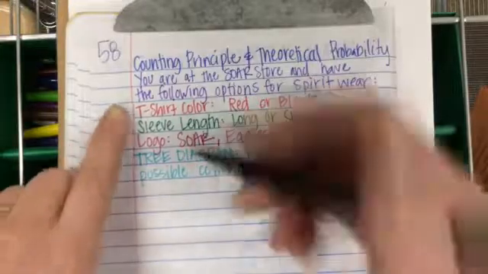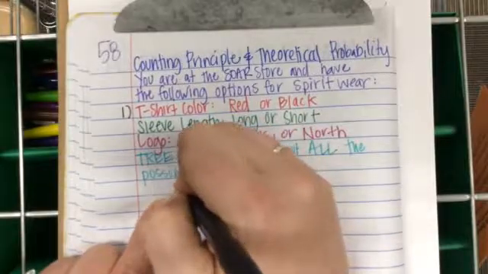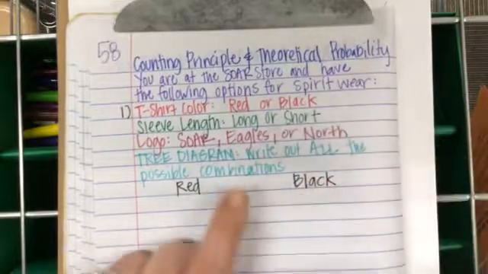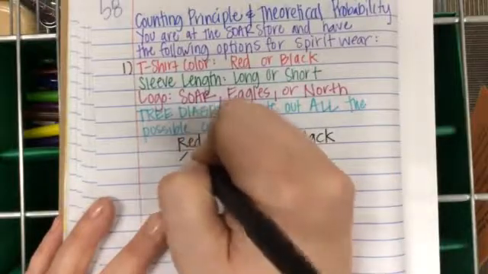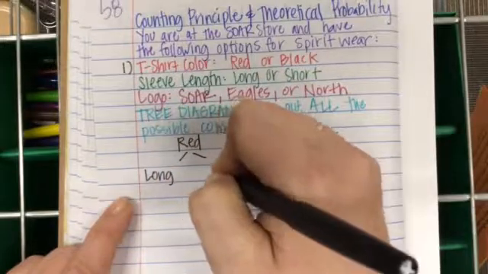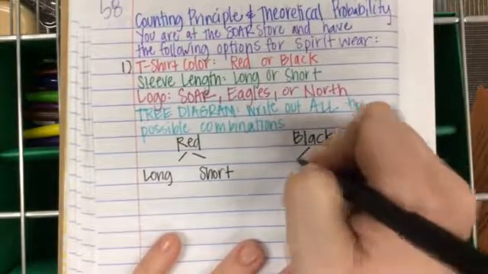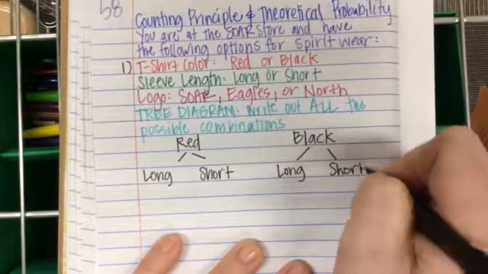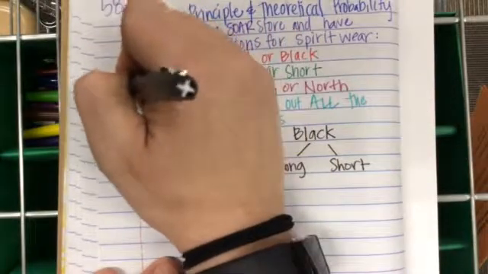So I'm going to start with my first choice, which is t-shirt color. So I'm going to put red, and I'm going to put black. You have two choices for t-shirt color. Then if I choose a red shirt, I have choices of long sleeves or short sleeves. And black, I can do the same thing. I can have a long sleeved shirt or a short sleeved shirt. Right, so that's number 2.